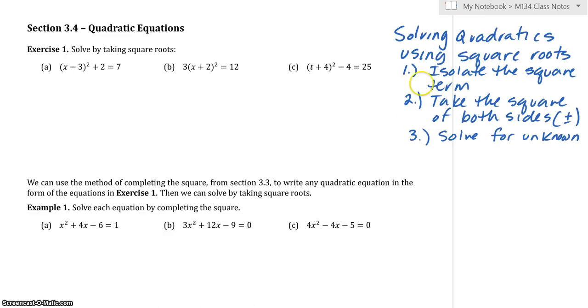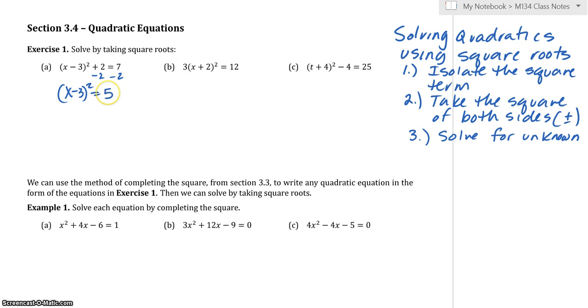On the right side here, I wrote the rules of what we're going to do, how to solve quadratics using square roots. So first what we're going to do is isolate the square term. Here, this x minus 3 quantity squared is the square term. So how I'm going to isolate it is I'm going to subtract 2 from both sides. I'm going to get x minus 3 squared equals 5.